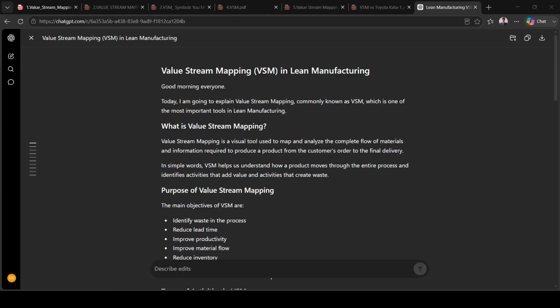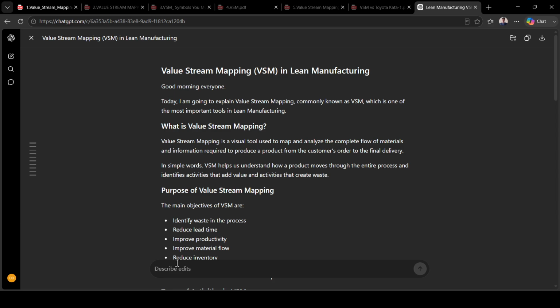Today I am going to explain value stream mapping, commonly known as VSM, which is one of the most important tools in lean manufacturing. Then what is VSM? What is VSM or value stream mapping in lean manufacturing? So let's start this topic.